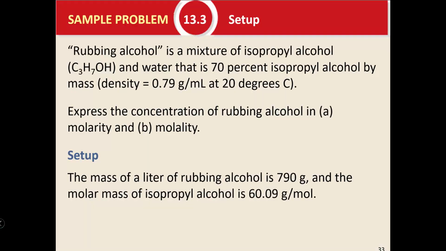All right. Problems get a little bit trickier here. It says rubbing alcohol is a mixture of isopropyl alcohol and water that is 70% isopropyl alcohol by mass. The density is 0.79 grams per milliliter at 20 degrees Celsius. Express the concentration of rubbing alcohol in molarity units and molality units. Let's stop here, work out the problem, and then come back and we'll see if you did this correctly. The whole thing is to write down the things that are known.